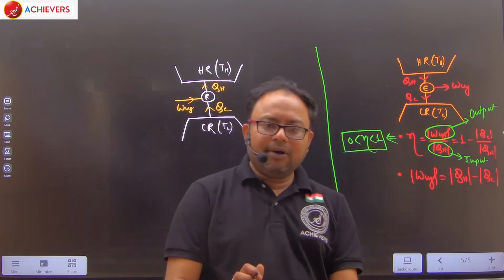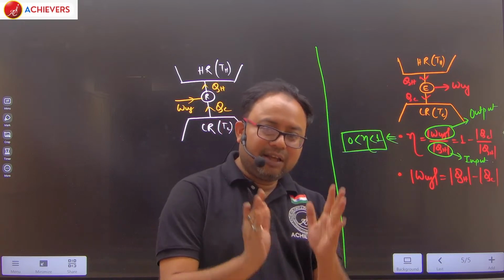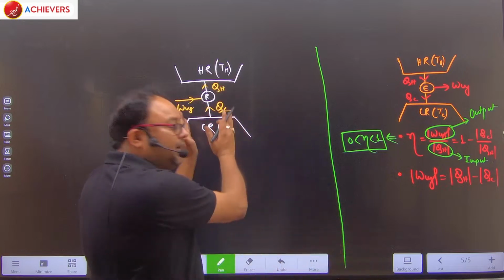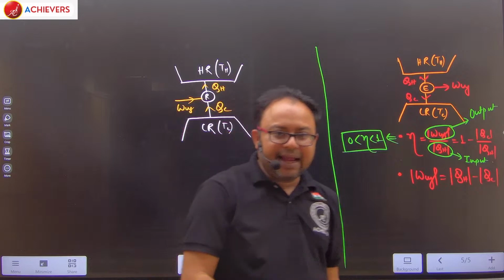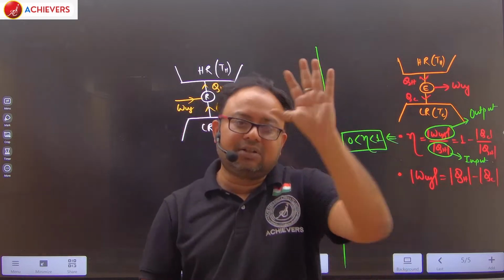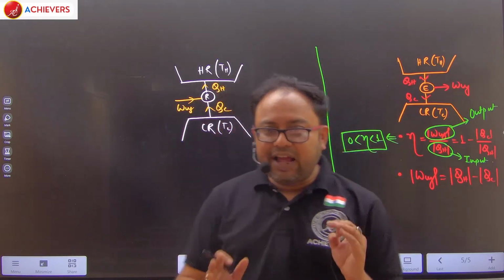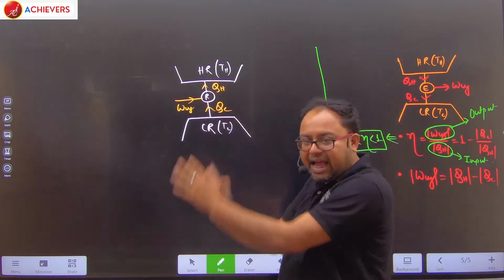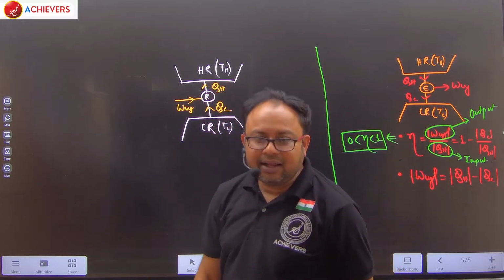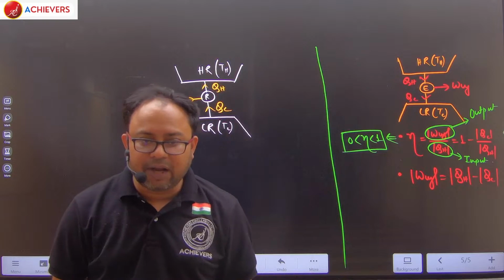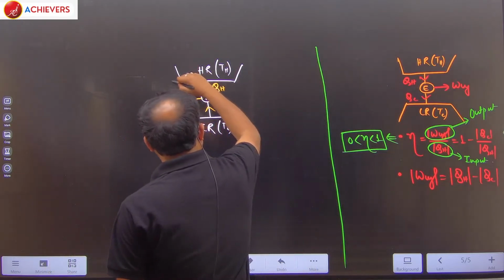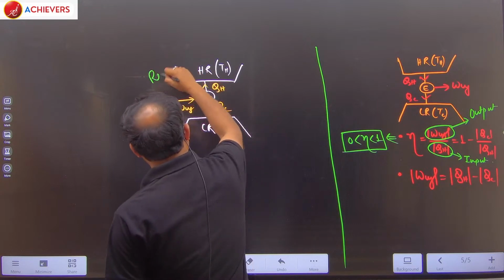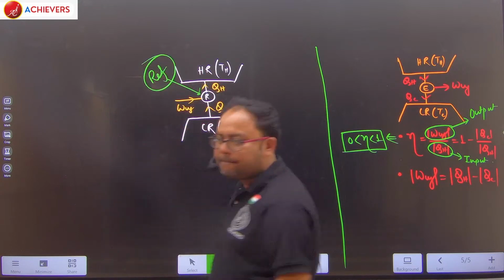So now let us interpret this free diagram once again in the light of the first law of thermodynamics. So we are going to interpret this free diagram of the refrigerator in the light of the first law of thermodynamics. Okay. And here this refrigerator is our reference.